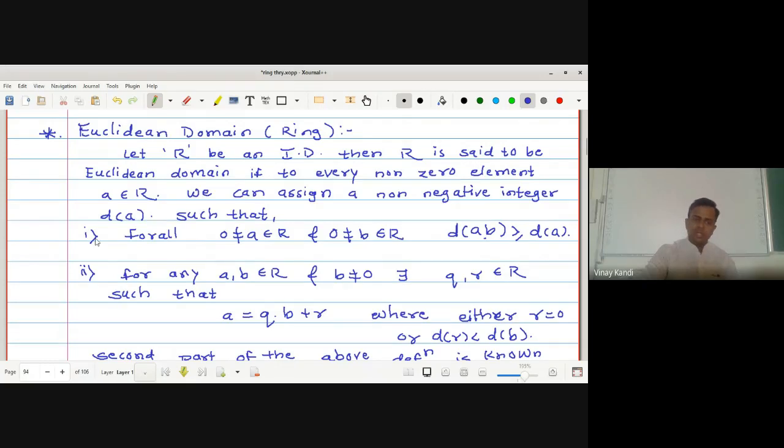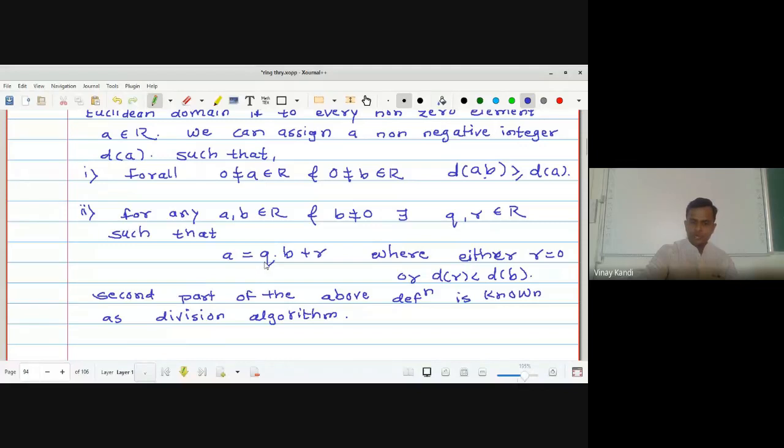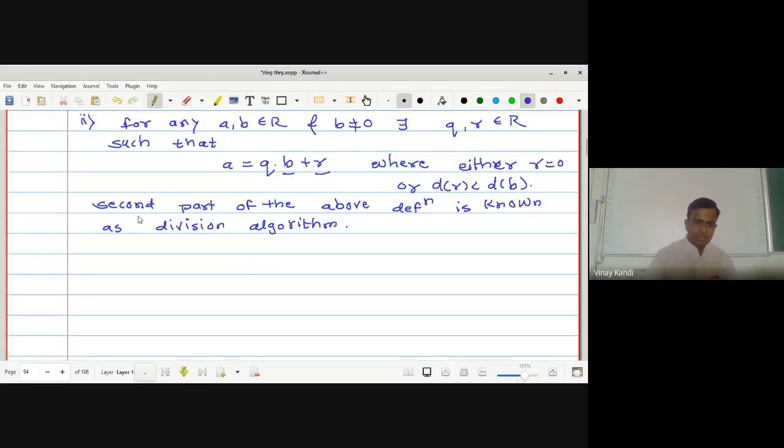A non-negative integer d(a) such that for all non-zero a and b belonging to R, that function value satisfies d(ab) is greater than or equal to d(a), and for all a, b belonging to R with b not equal to 0, there exist q and r belonging to R such that a = qb + r, where either r = 0 or the function value of this element is less than the function value of b. Now look at the example. After taking an example you will understand.